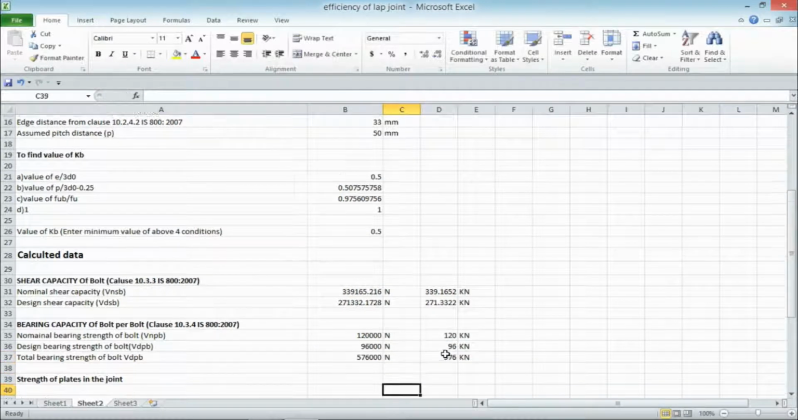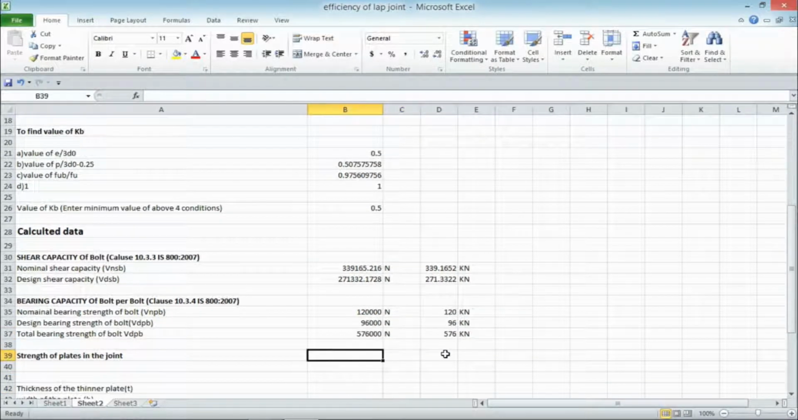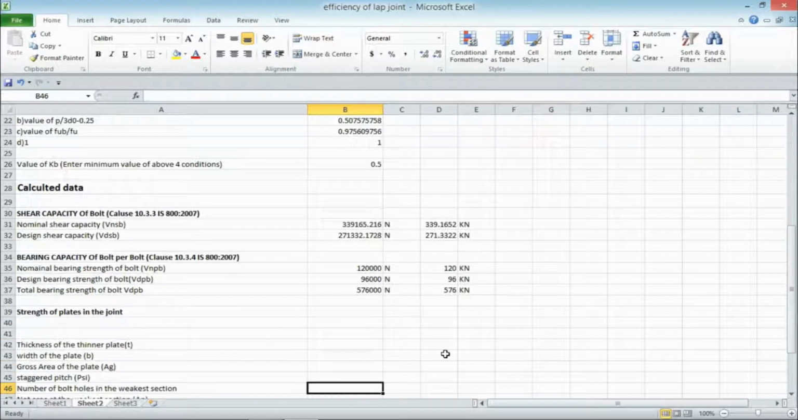In order to calculate the efficiency of a lap joint, we need to calculate the strength of the bolt in shear, strength of the bolt in bearing, and strength of the plate in tension, that is gross tensile strength and net tensile strength. In order to calculate all these values, I had simply skipped the video until the point where I calculate bearing capacity.